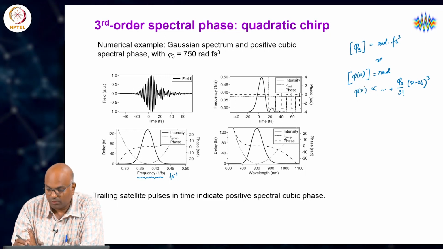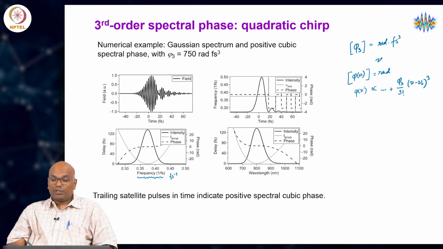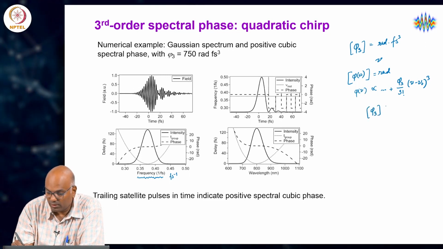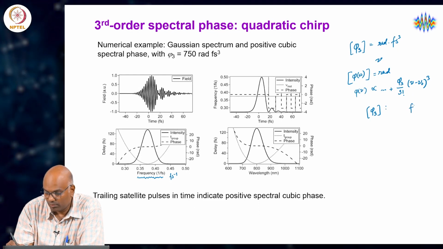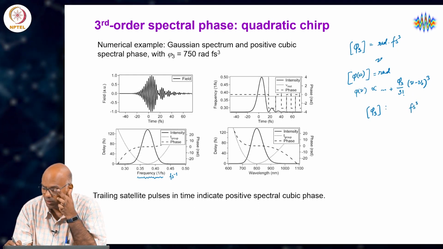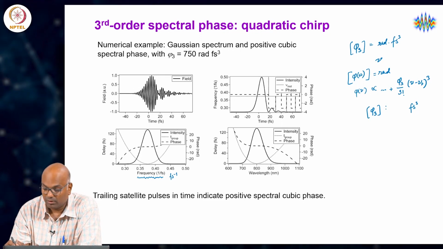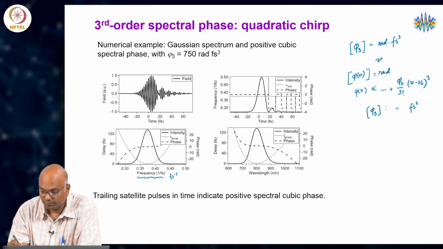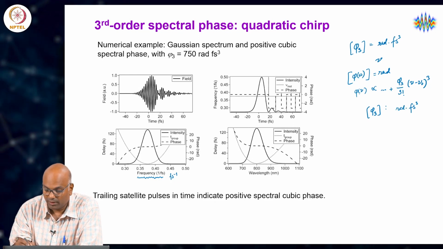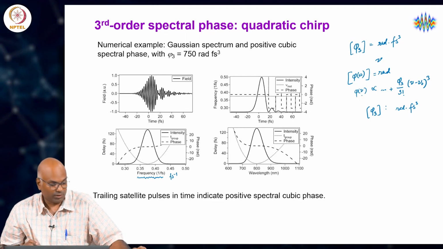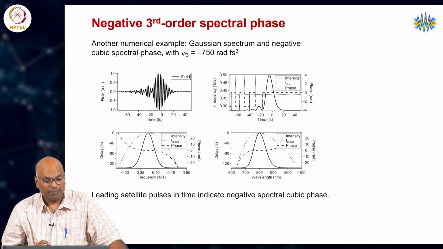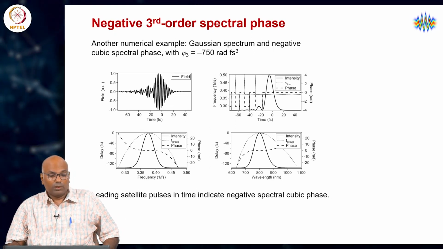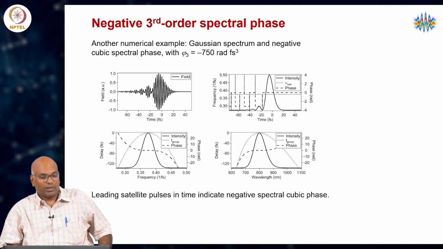So, on this side also the argument should be nu, in which case phi 3 evidently has units of femtosecond cube to nullify the femtosecond inverse cube from the nus, but then it must give us radians for the left hand side. So, that is why the units are so. Okay. So, that is as much about the third order spectral phase of a quadratically chirped pulse.